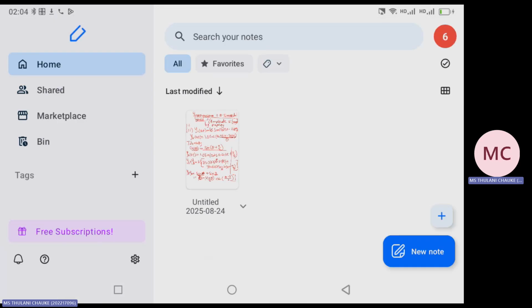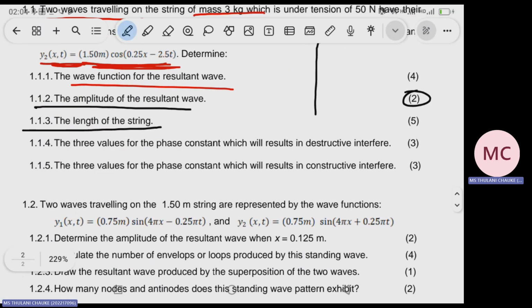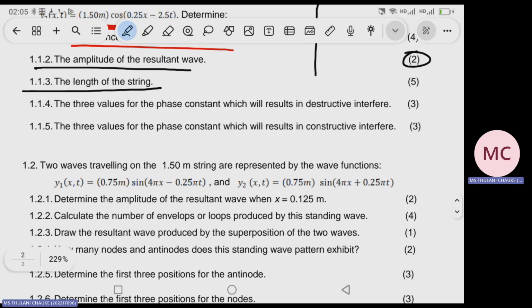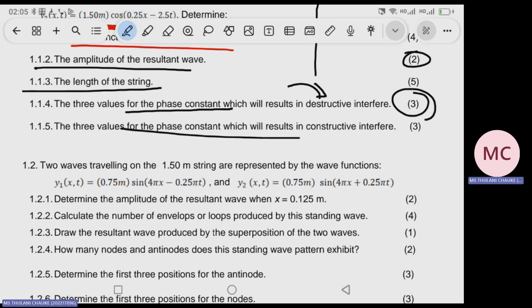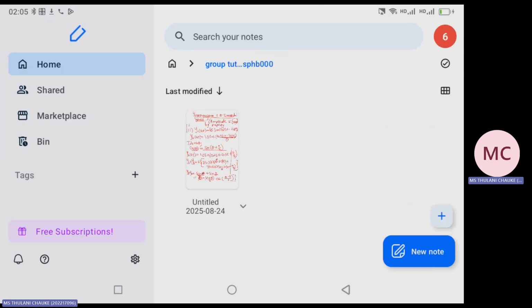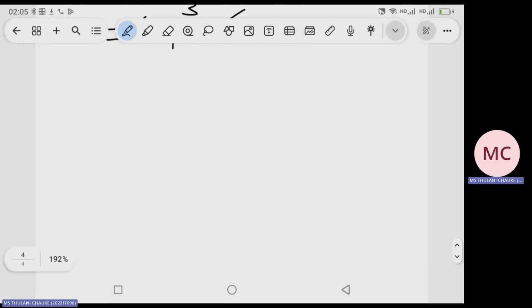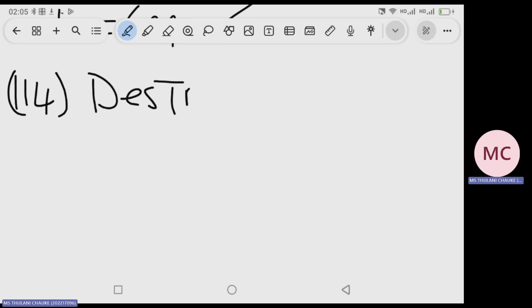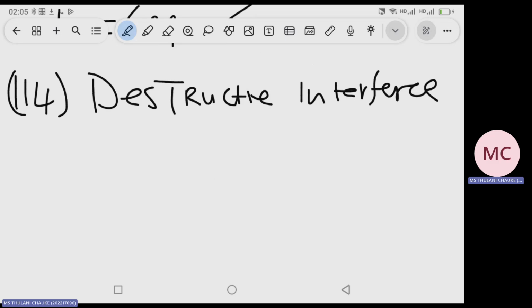The next question they wanted was the 3 values of the phase constant which will result in a constructive interference. Here you just have to know the conditions of the phase constant under destructive interference, and also the conditions under constructive.